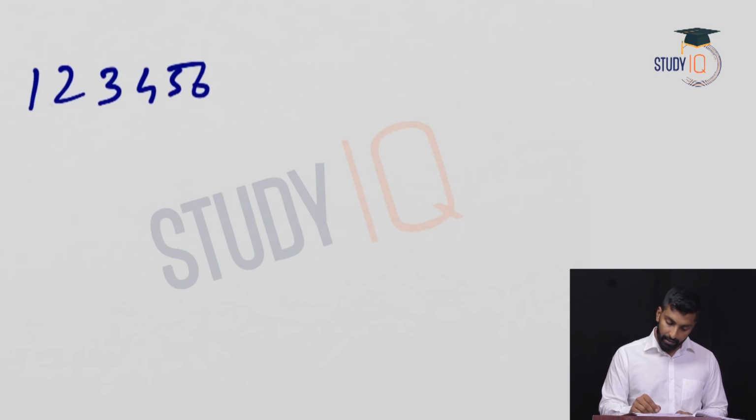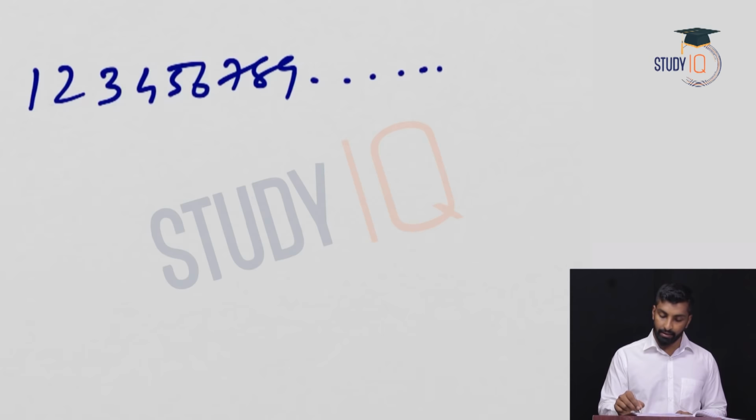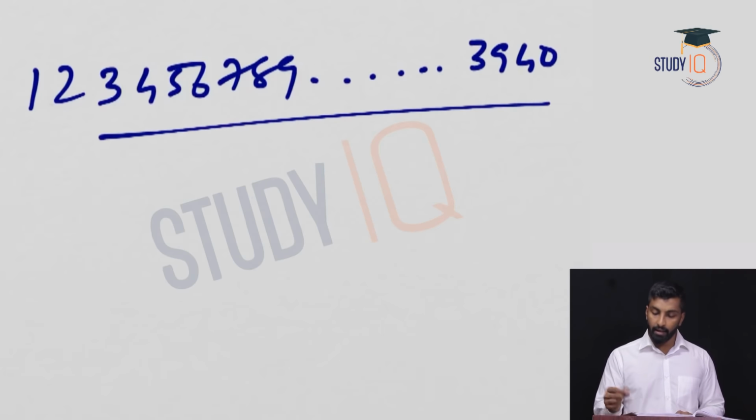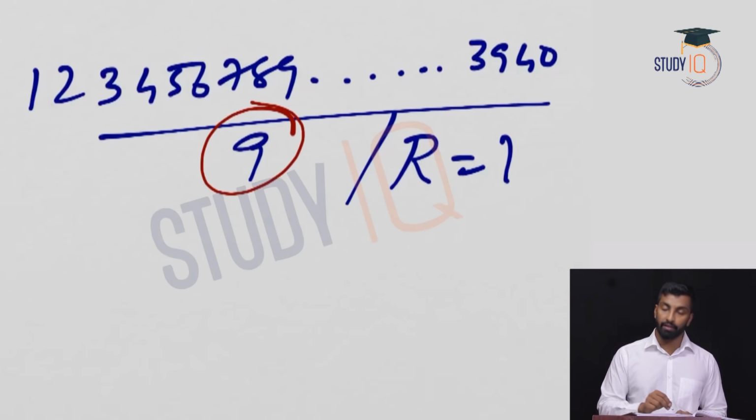Okay, how will you solve this question? 1, 2, 3, 4, 5, 6, 7, 8, 9, and so on up to 39, 40, divided by 9. What is the remainder, right? So here you need to check the divisibility rule of 9, which we have already discussed. The divisibility rule of 9 is the sum of digits. You can either take the sum of digits, or take the sum of digits until you get a single digit. And that single digit will be the remainder when you divide the number by 9, right?